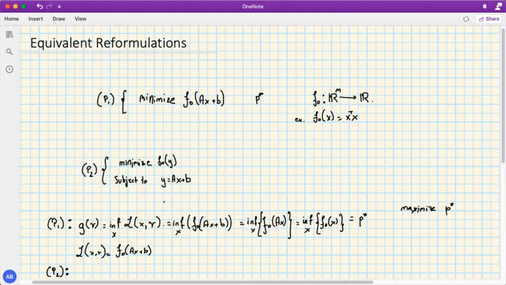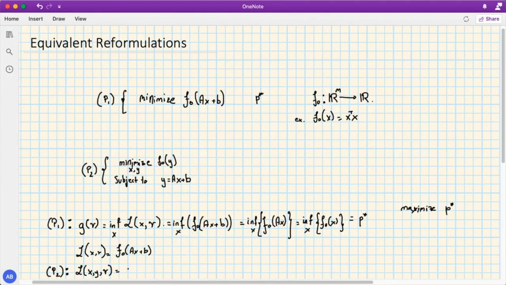Now, let's take a look at problem P2. Problem P2, on the other hand, tells us, over here, what are my variables? That's one thing to keep in mind. It's of course x, the original variable of the problem, and the additional variable that I introduced, which is y. Why am I writing this? It's really important so that you write down your Lagrangian dual function in terms of the variables of the problem and the Lagrangian multiplier nu.